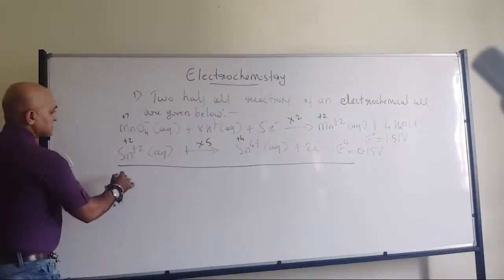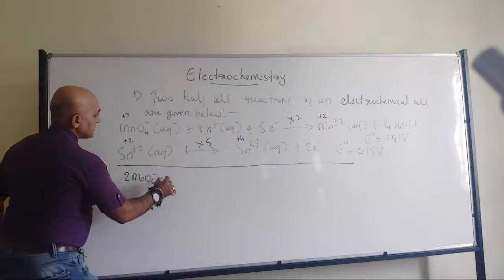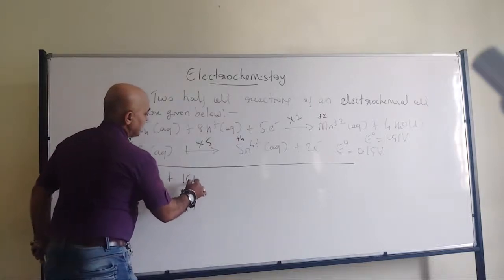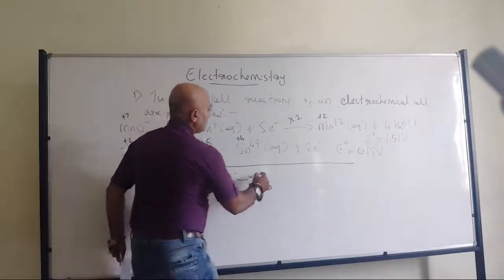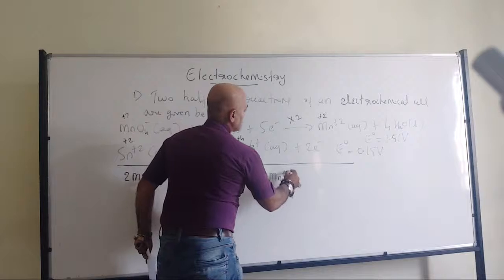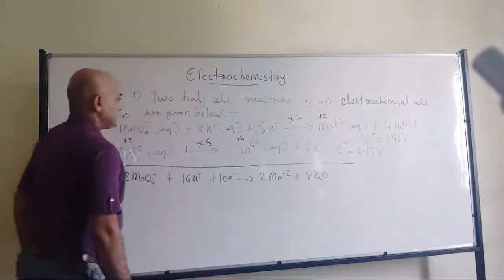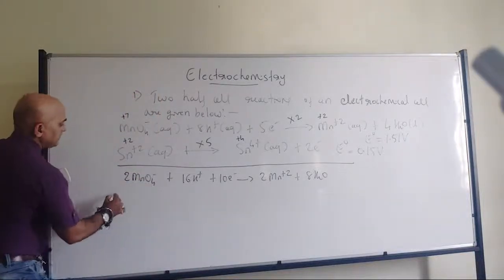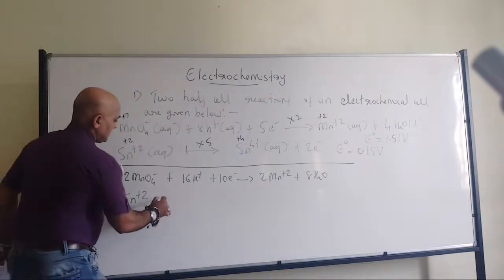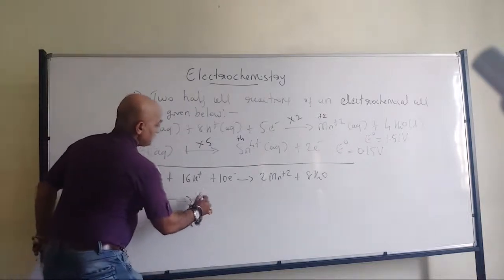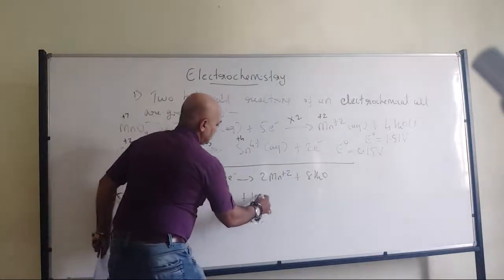Right? So that means I am going to get 2 MnO4 minus plus 16H plus plus 10 electrons, which becomes 2 Mn plus 2 plus 8 water. This equation I am multiplying by 5. So therefore it will become 5 stannous ion, which will get converted into 5 stannic ion, plus 10 electrons.